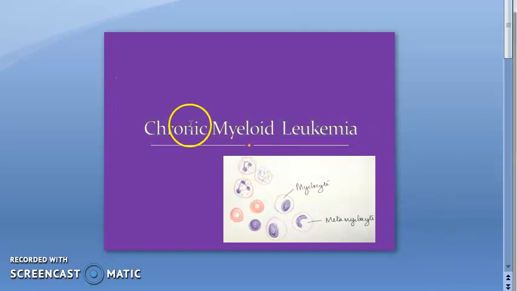See, what is chronic myeloid leukemia? Leukemia always refers to what? Some kind of a neoplasm, right? It is cancer, it's neoplasm. So leukemia is something to do with the blood. So this is going to be the blood picture, okay?